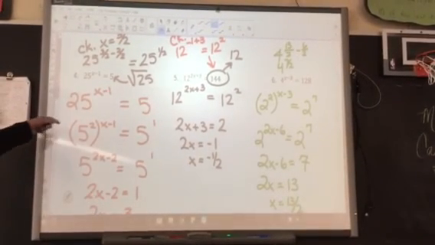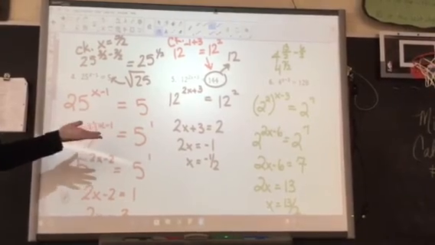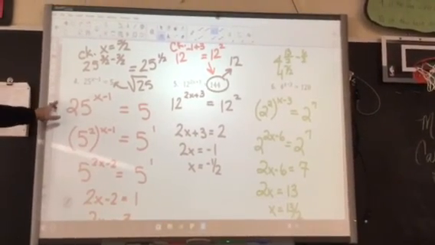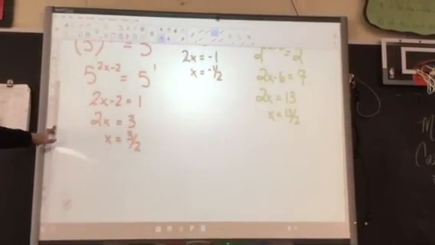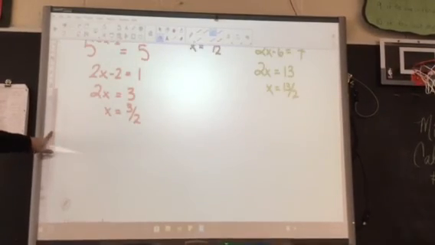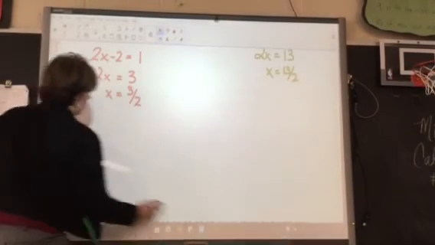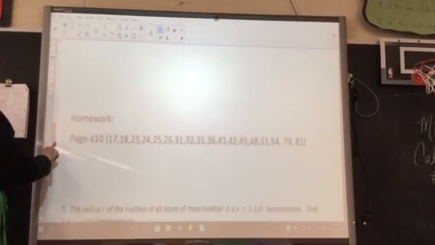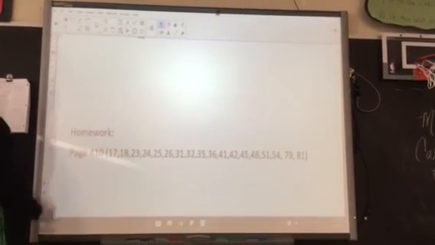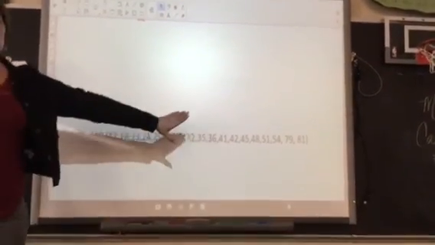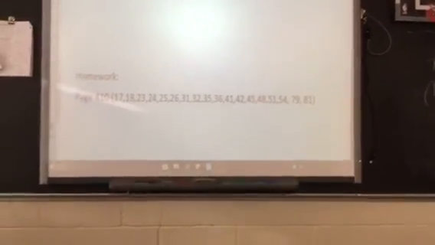Good. So those look really ugly, but actually they're pretty easy. This is going to lend itself to logarithms in Algebra 2. We hopefully will have time this year, towards the end of the year, to do some of that. This is your homework. It is at the bottom of your notes. You got it all?